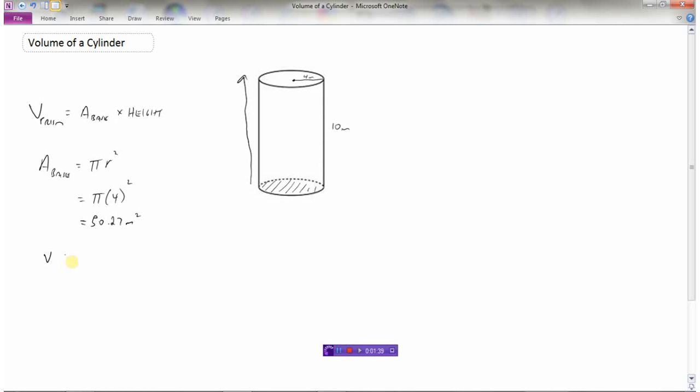So volume is area of the base, which I now know is 50.27, multiplied by the height, which is 10. So multiplying by 10 just moves the decimal to the right one. So that's 502.7 meters cubed would be the volume of this cylinder. Let's look at another example.